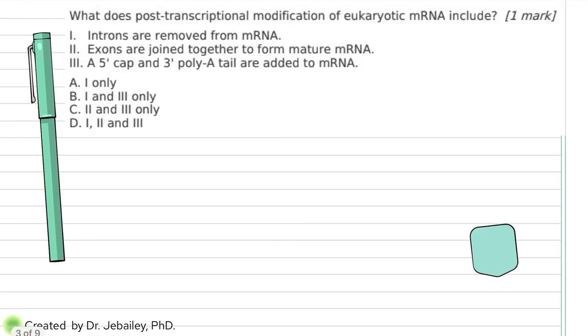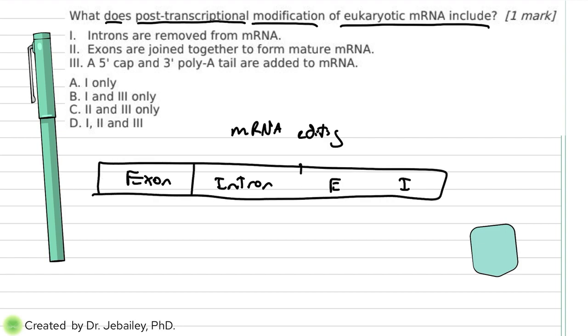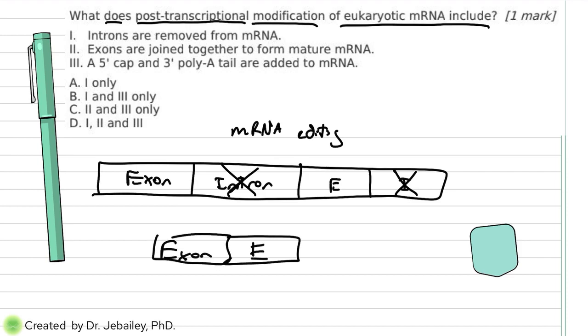Moving on to the next question, it says, what does the post-transcriptional modification of eukaryotic mRNA include? When we say post-transcriptional, we are talking about the mRNA editing. And what is that about? That's when you have those exons and introns repeating in a long strand of mRNA. However, you want to keep the exons and get rid of the introns because introns do not code for anything. And then you're going to join the exons together and the introns are completely gone.